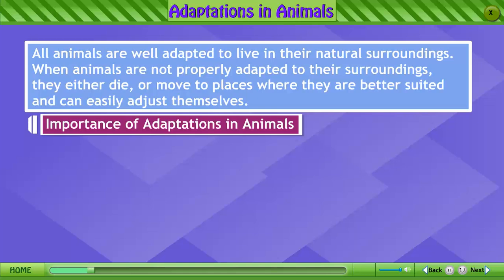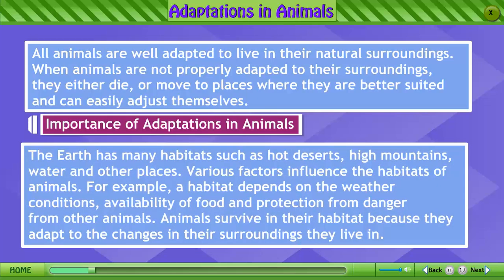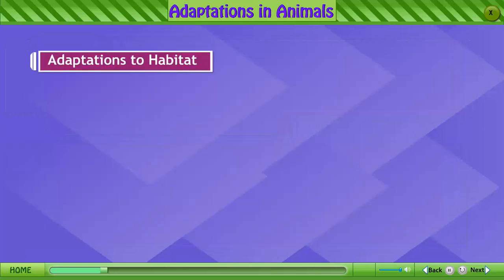Importance of adaptations in animals. The earth has many habitats such as hot deserts, high mountains, water, and other places. Various factors influence the habitats of animals. For example, a habitat depends on the weather conditions, availability of food, and protection from danger from other animals. Animals survive in their habitat because they adapt to the changes in their surroundings.